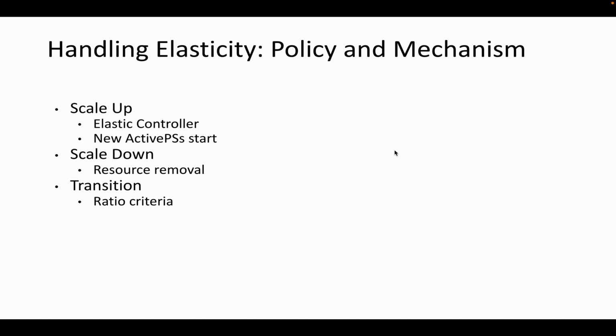Procedures that we follow during handling elasticity. The first one is scale up. AgileML uses an elasticity controller to assign input data to available workers, and active PSs run on half of the available resources. When resources increase, new active PSs are started on the longest running transient resources without an active PS.